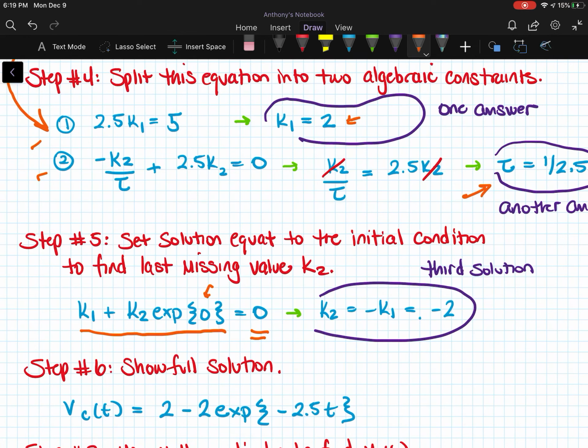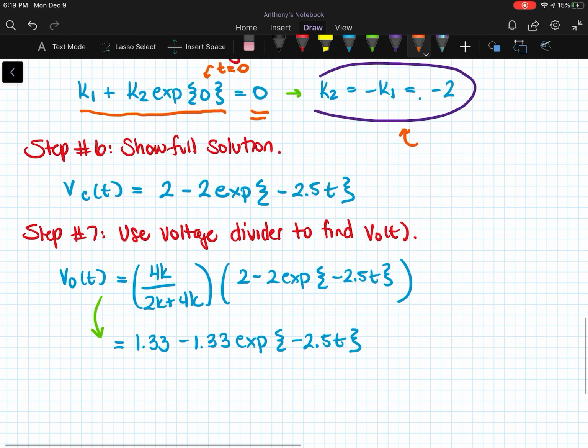We also have to plug in a value of t equals 0. And so e to the 0 will equal 1, which will leave us with this solution here. k2 equals negative k1 equals negative 2. And so our final solution is shown here. We have our k1 minus k2 e to the negative t over tau, or VC of t equals positive 2 minus 2 e to the negative 2.5t.